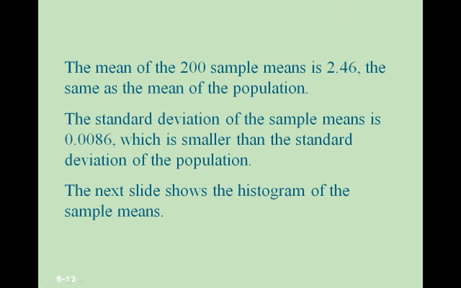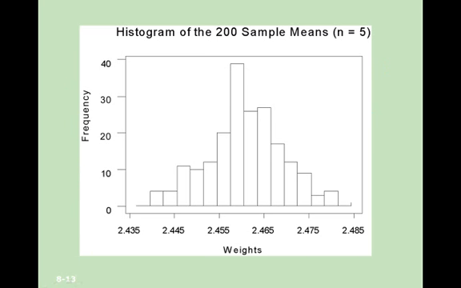If we took the mean of our means, so the mean of those 200 values, we would get 2.46, which is the same as the mean of the population. The standard deviation of the sample means is 0.0086, which is smaller than the standard deviation of the population. The next slide shows the histogram of the sample means. Notice that the shape of the distribution of our sample means is approximately normal.